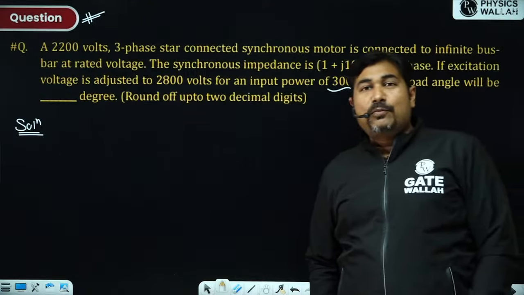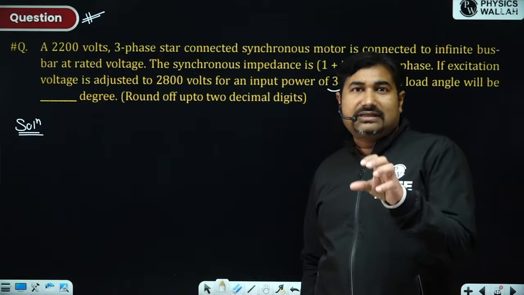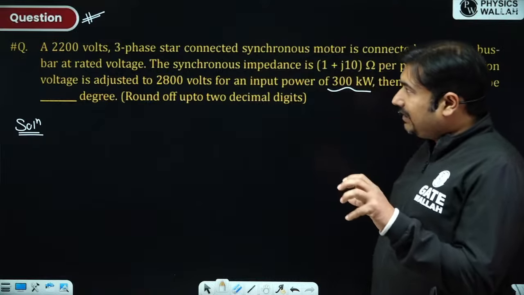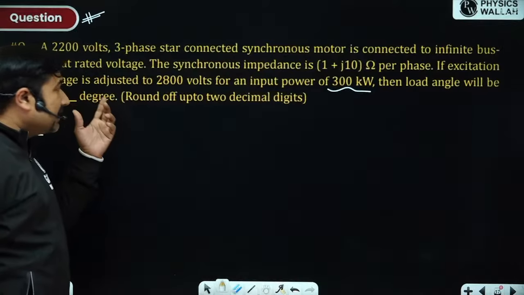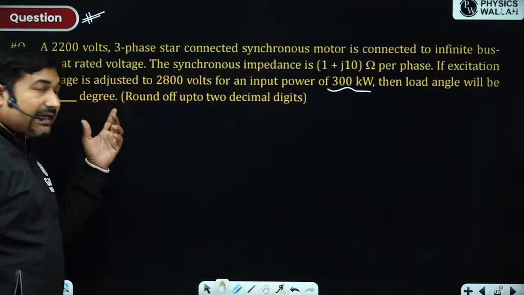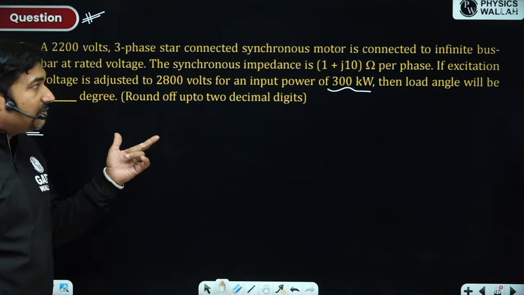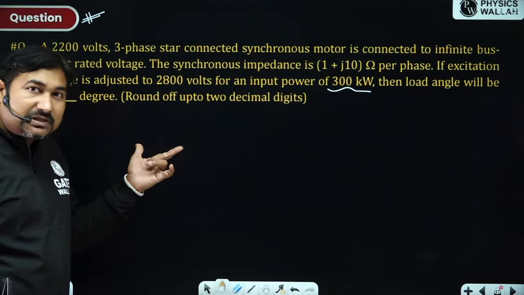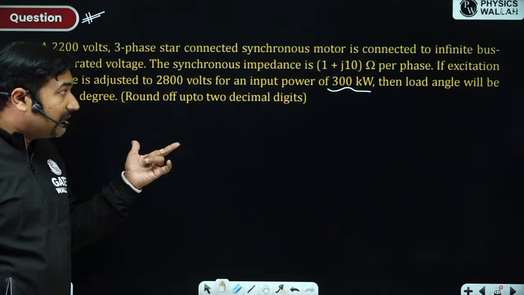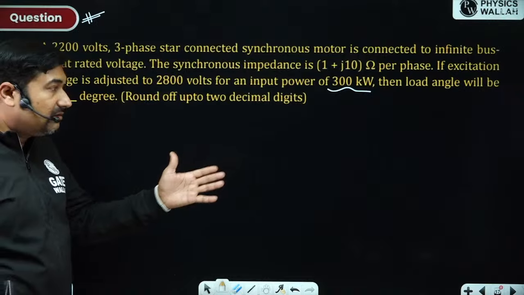See, before approaching the question, first think for 30-40 seconds. While reading, first try to grasp all the data. When I am reading, the first data is the voltage is 2200 volt, 3-phase star connected, because that is important. Line or phase voltage is related to that. And then the synchronous impedance 1 plus j10 ohm. As soon as I observe 1 plus j10 ohm, Zs is in my mind: under root of 1 plus 10 square, 100, under root of 101. So that is done in my mind only.